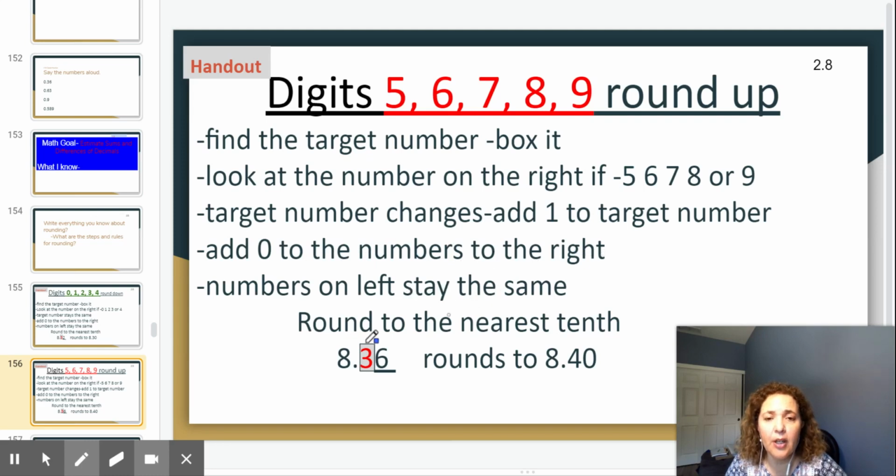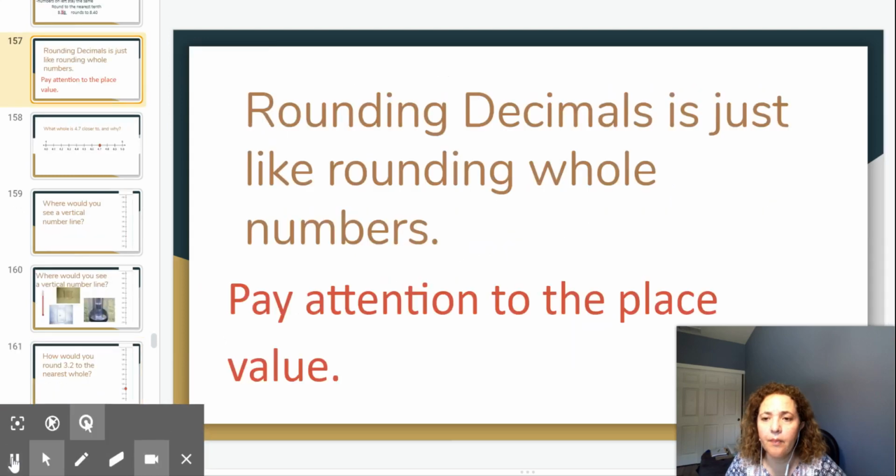and the numbers to the left stay the same. So in my example here, 8.36, if I'm rounding to the nearest tenth, I put a box around my target, so I'm going to look at the 6. Oh, the 6 tells me to round up. I need to add 1 more to my tenth spot. So 3 plus 1 makes a 4, the 8 stays the same, and that becomes a 0. So 8.36 is closer to 8.40.